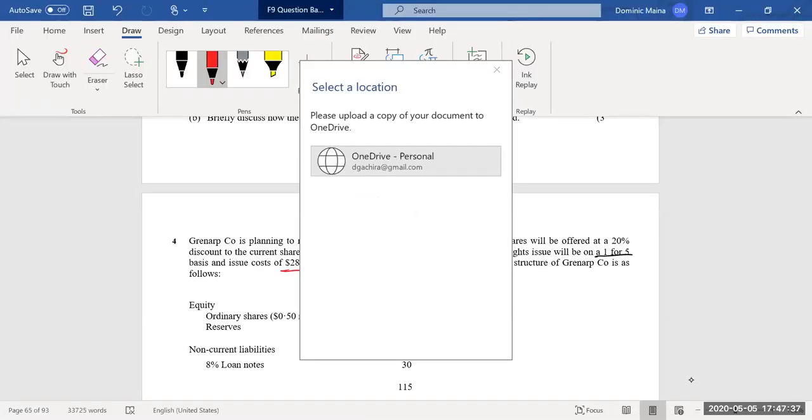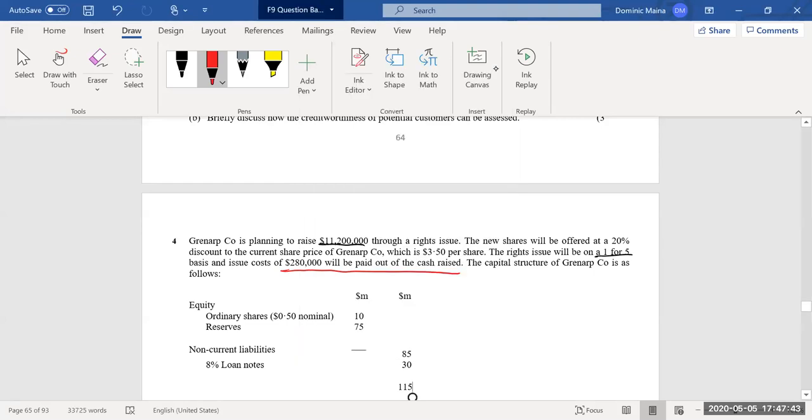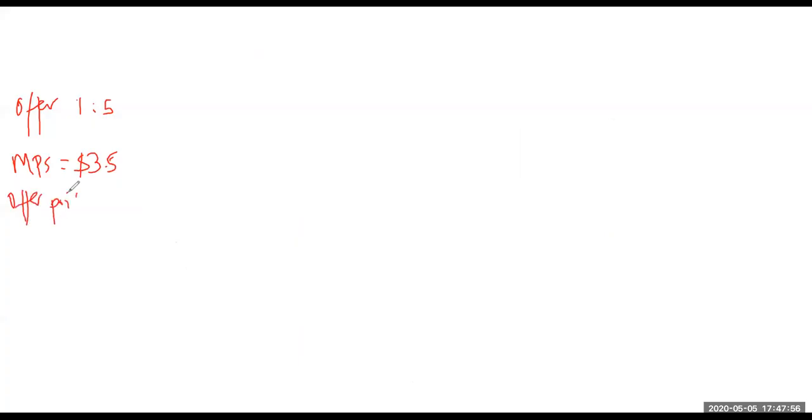We are told that the offer is 1 for 5, so 1 new share for every 5 shares that you currently have as a shareholder. The current share price, you'll be told, is equal to, was it 3.5? I think it was 3.5. Okay, we have it here. Current share price is 3.5, and the discount is 8%. Therefore, the offer price is equal to 80% of 3.5, to give us how much?